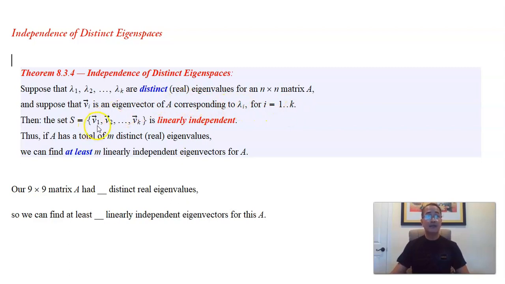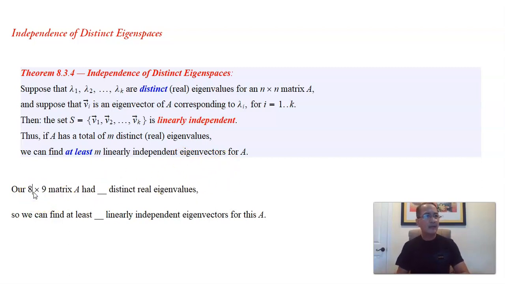Let's put those eigenvectors b1 through bk into one set of vectors. Then this set is linearly independent. Hence the title of the theorem. So if A has a total of m distinct real eigenvalues, then at the very least, we can find m linearly independent eigenvectors for A.